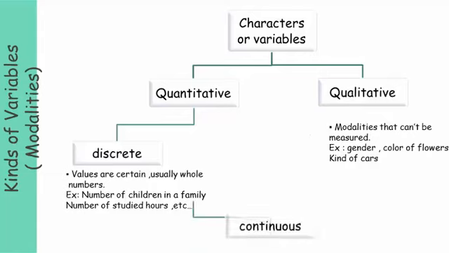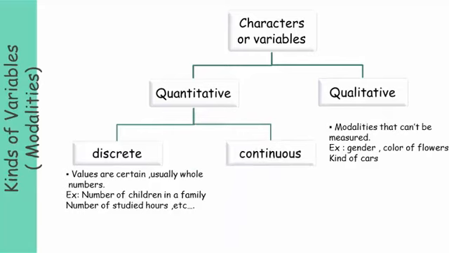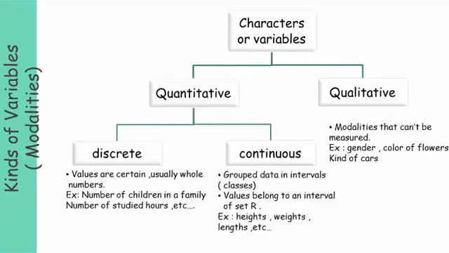The second kind is continuous. It is represented as grouped data as intervals called the classes. Values belong to an interval of set R, like heights, weights, length.